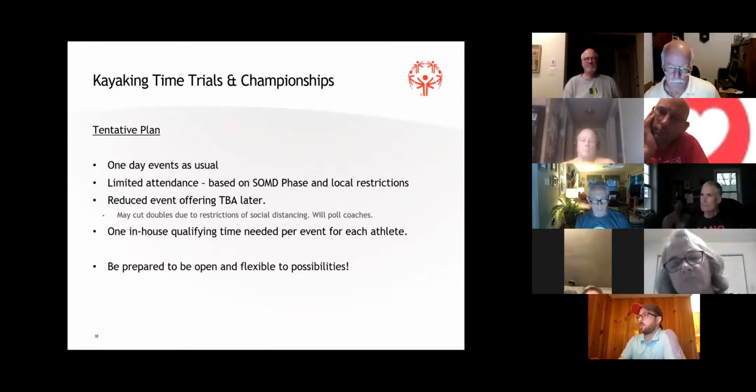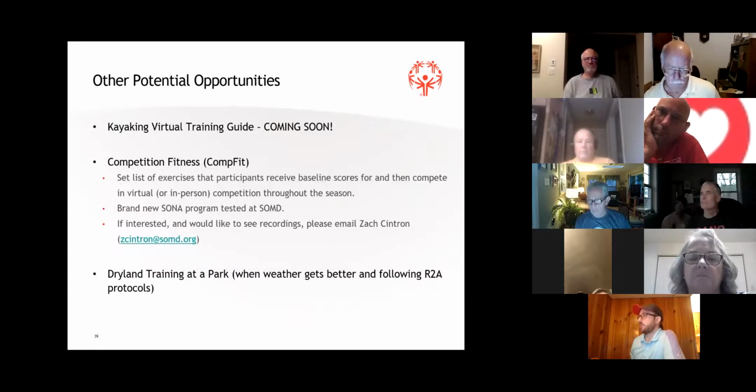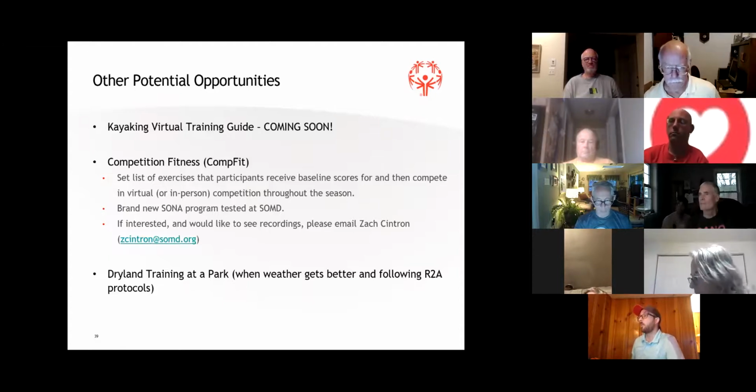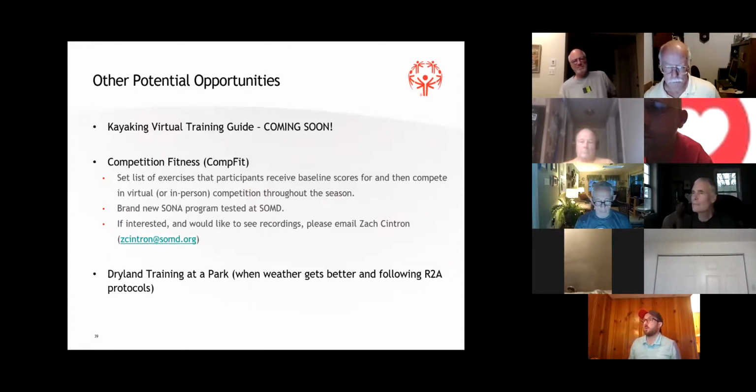We're going to try to run it as usual as much as we possibly can. But based on restrictions, we may have to be a little flexible. Here are some potential other training opportunities if your program does not go back in person, or if you do not go back in person right away.